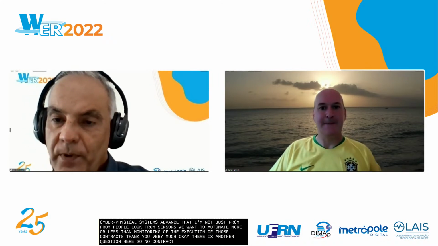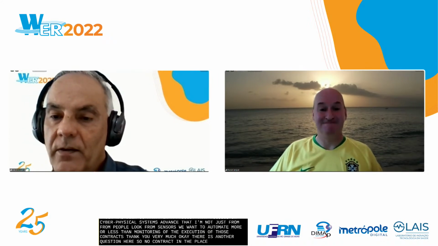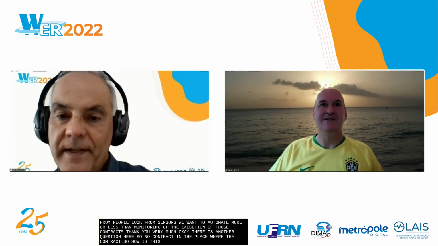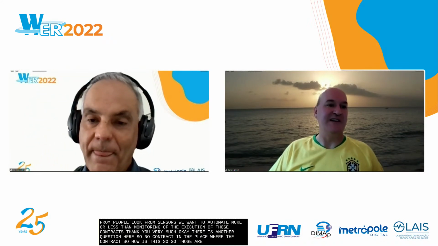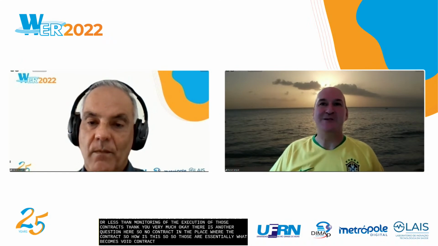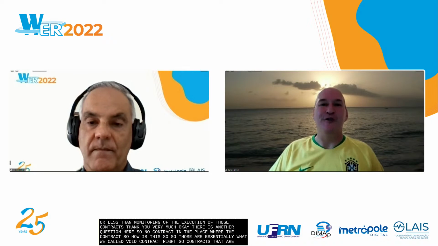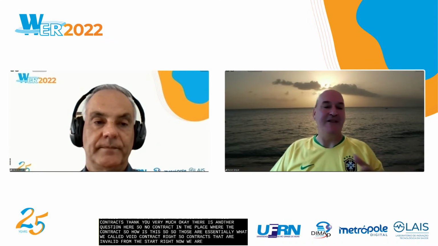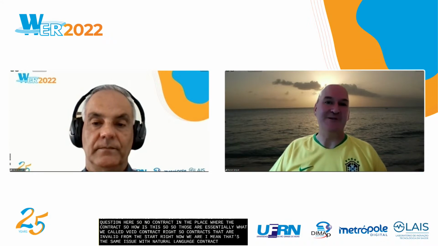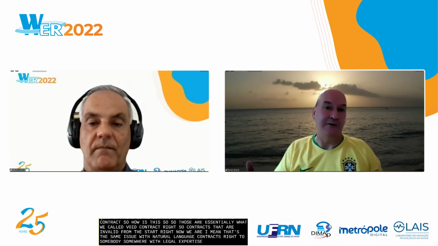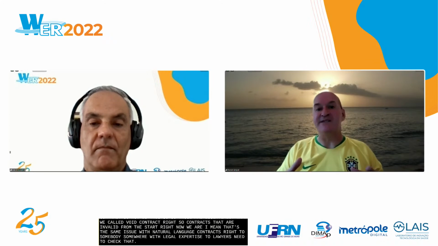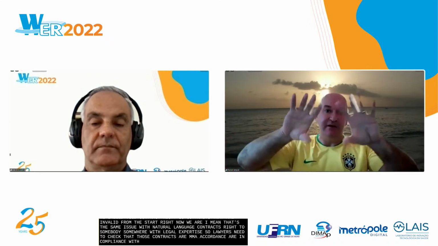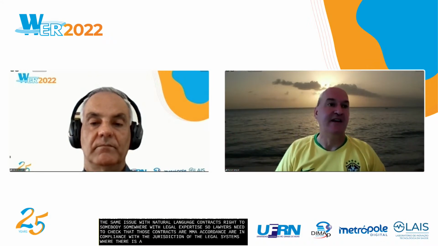No contract is supposed to violate laws in the place where the contract operates. So how is this enforced? Example, tacit requirements. So those are essentially what we call void contracts, right? So contracts that are invalid from the start. Right now, that's the same issue with natural language contracts, right? So somebody somewhere with legal expertise, so lawyers, need to check that those contracts are in accordance or in compliance with the jurisdiction or the legal systems where they reside.